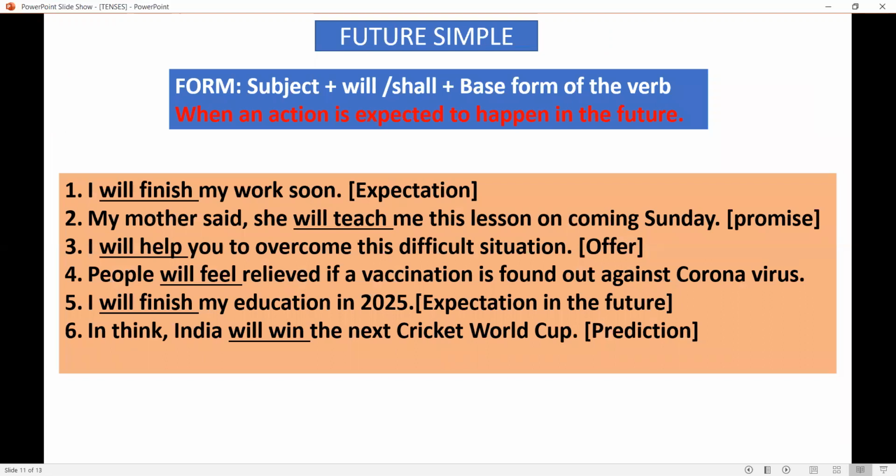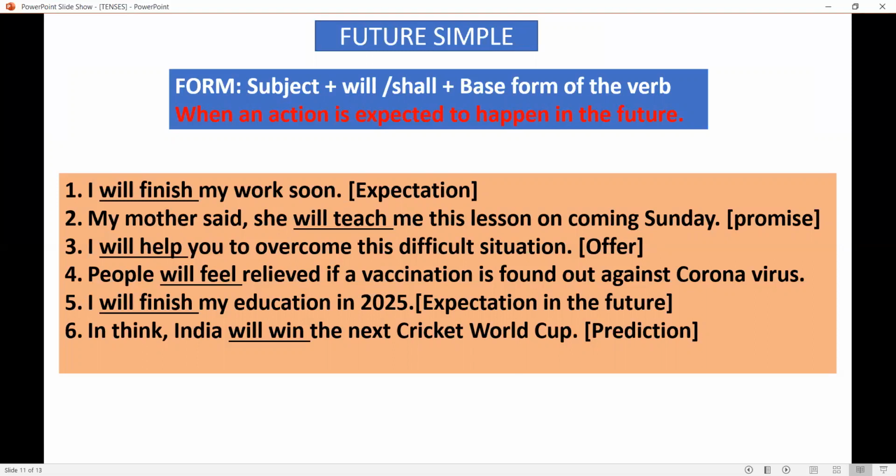Future simple. The form is very simple. Subject plus will or shall plus base form of the verb. Now, when do we use future simple tense? When an action is expected to happen in the future. Look at this example. I'll finish my work soon. Your friends are asking, when are you going to finish your work? So you answer like this. You expect to finish your work soon in the future, but of course, it refers to the future time.